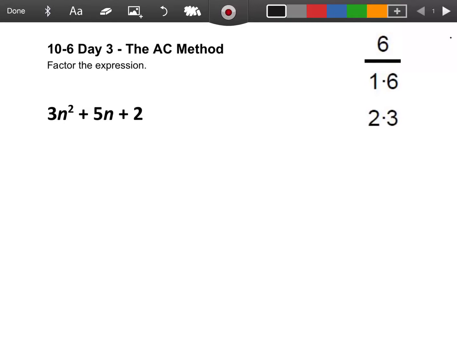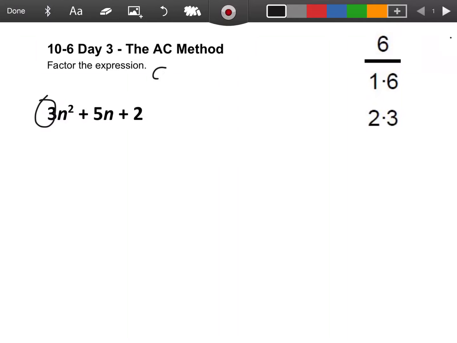With this video, we're going to be going through examples for 10-6 day 3, and we're going to be talking about the AC method. We're going to use the AC method to factor trinomials whenever there's a number out front, like this. There's a 3 out front. The examples that we've gone through so far haven't had a number like that.